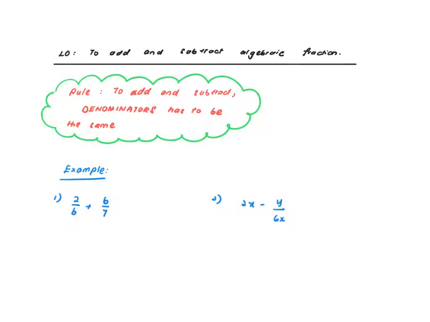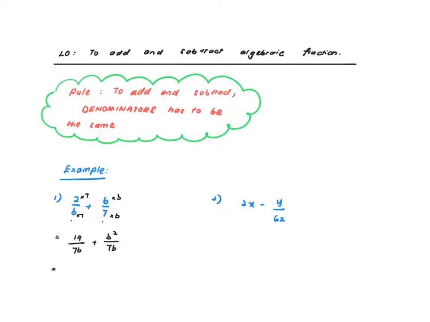So 2 over b plus b over 7. Our denominators here are not the same, so let's first make them the same. So here we need to multiply by 7, and whenever we change our denominator, we have to make the similar change to our numerator. So let's multiply our numerator by 7 as well. And here we need to multiply by b and b. So now we would have 14 over 7b plus b squared over 7b.